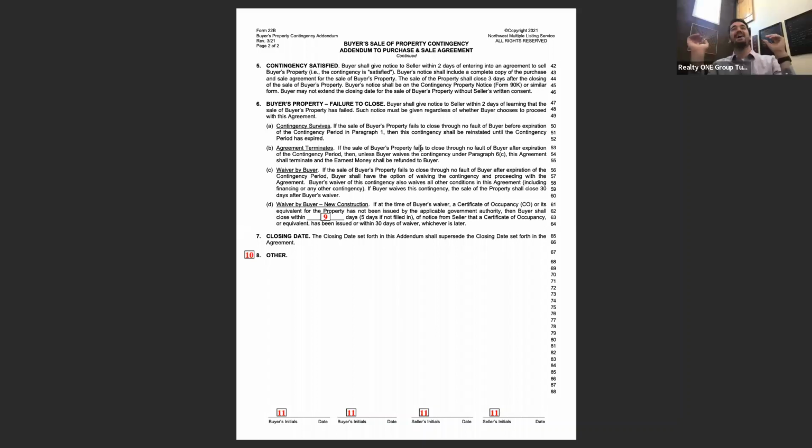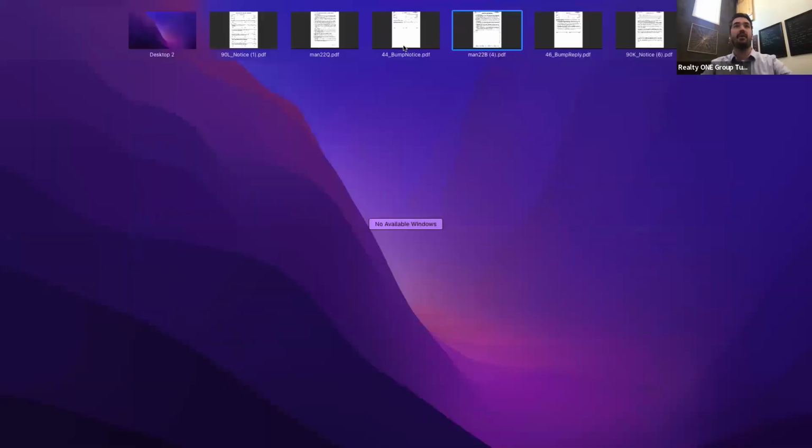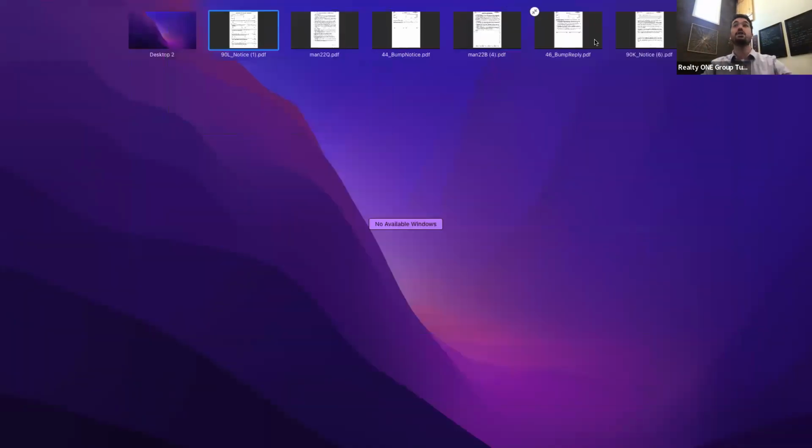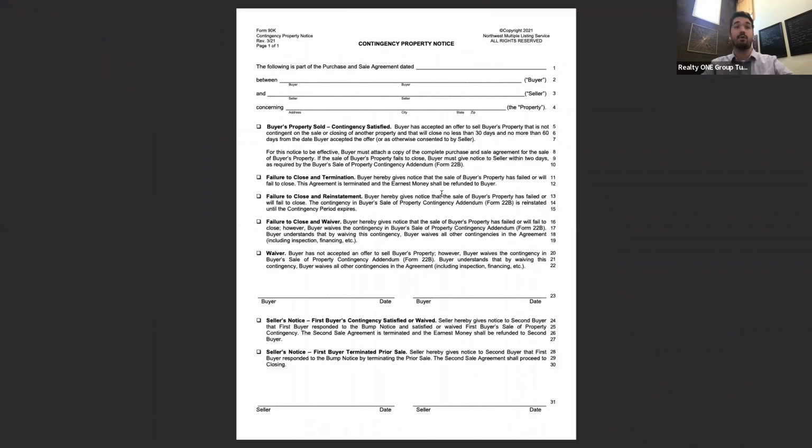But so, anyways, the way you give notice is the 90K. So there are 2 notices. The 90L is where you would say, hey, we want to accept an offer, but it's contingent on another sale. So it's not this one. Now you're just notifying the seller. The seller doesn't have to agree to this, but you're saying, buyer's property sold, again, sold equals pending, and the contingency is satisfied, and you have to give that to the seller within 2 days.